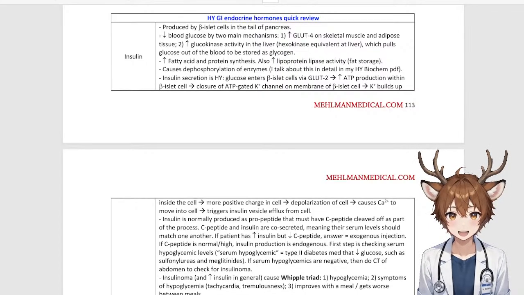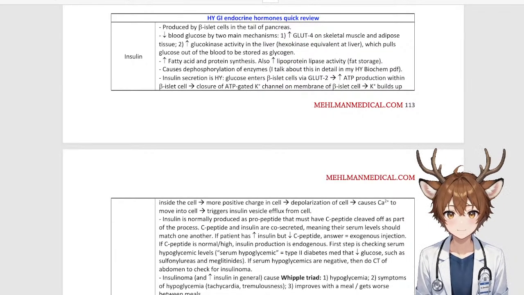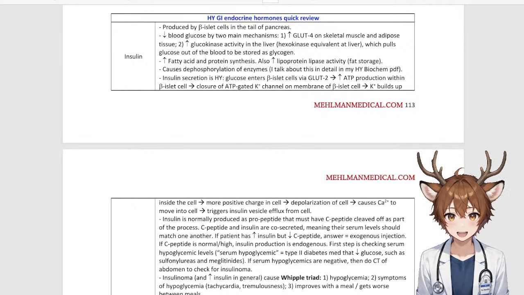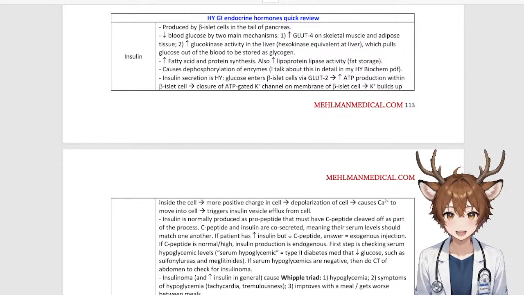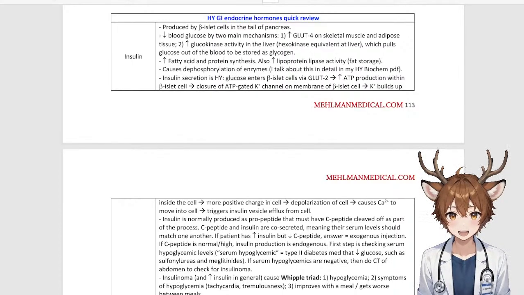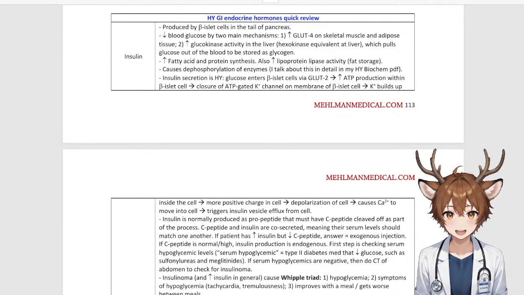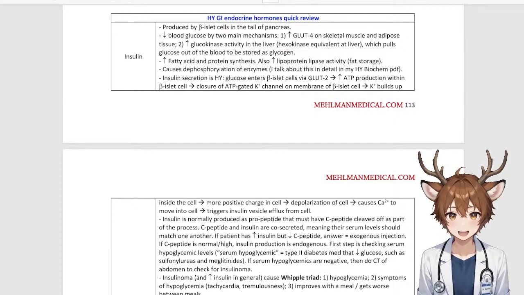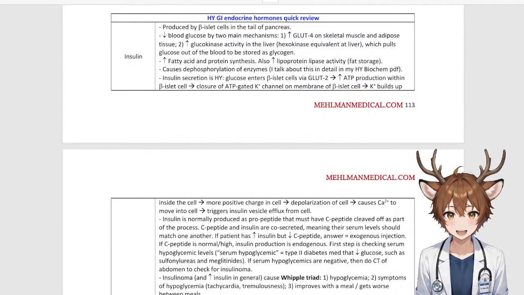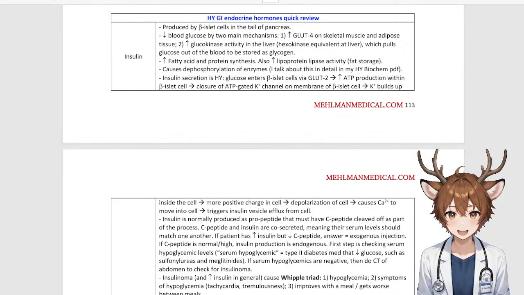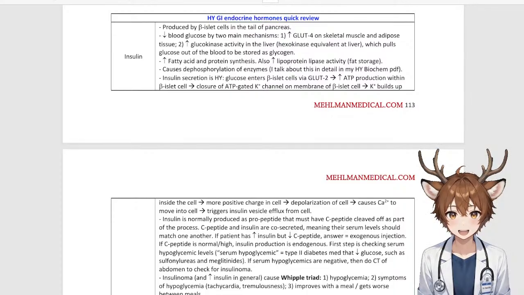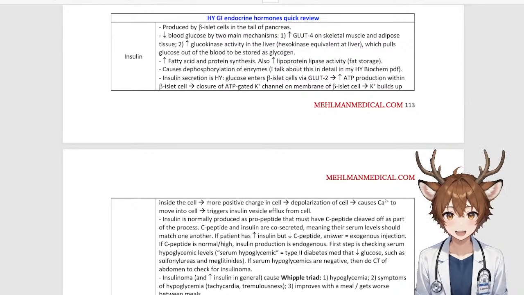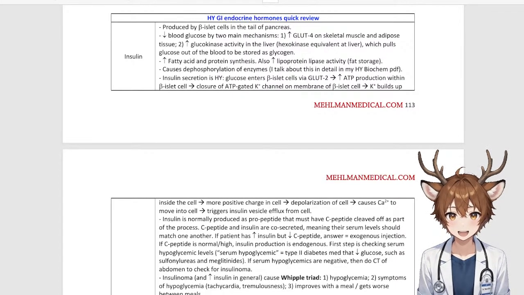High-yield GI endocrine hormones, quick review. Insulin, produced by beta islet cells in the tail of the pancreas, decreases blood glucose by two main mechanisms. One, increasing GLUT4 on the skeletal muscle and adipose tissue, and two, increasing glucokinase activity in the liver, the hexokinase equivalent at the liver, which pulls glucose out of the blood to be stored as glycogen. Increasing fatty acid and protein synthesis, also increasing lipoprotein lipase activity, fat storage. It causes dephosphorylation of enzymes. I talk about this in detail in my high-yield biochem PDF.